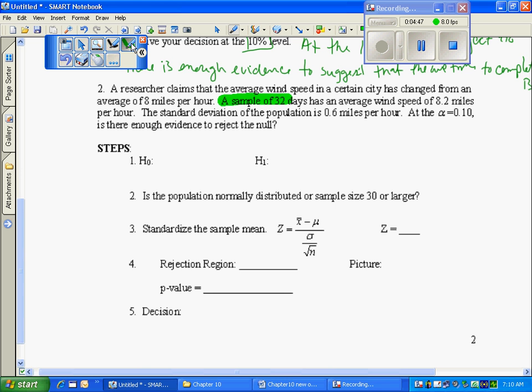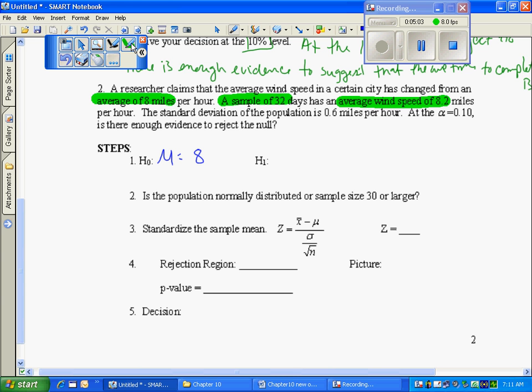It currently had an average of 8.2 out of that sample, and my original average was 8. Is 8 and 8.2 different? Yes, they are, but are they different enough? Well, my null is that my average should be 8.